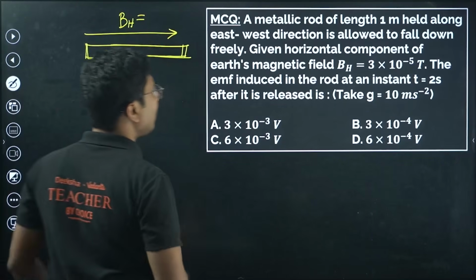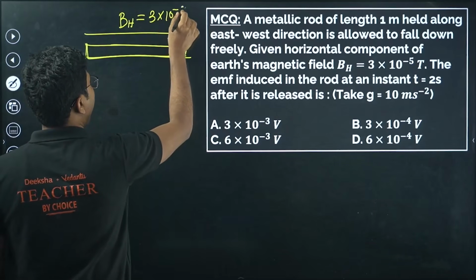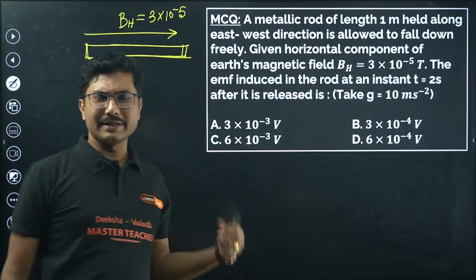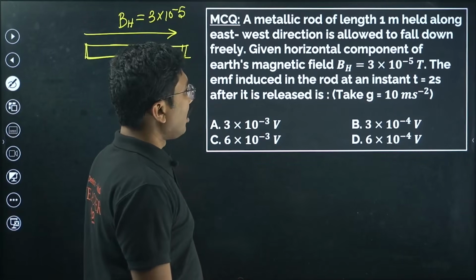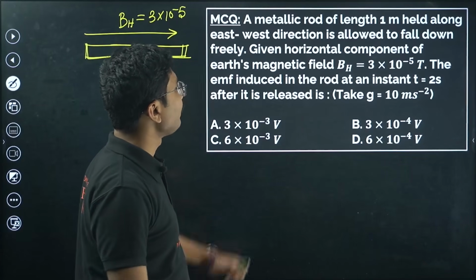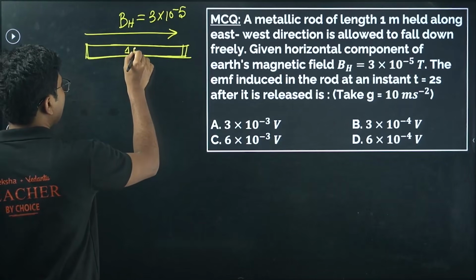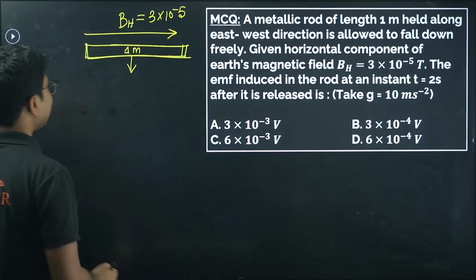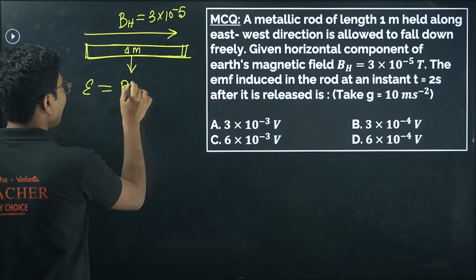It is given by 3 into 10 to the power of minus 5. They might not give you horizontal magnetic field, they might give you the inside magnetic field, but that is the same. Now the EMF induced in the rod after an instant of 2 seconds. If you see, nothing is mentioned except the length of the rod is 1 meter. So when you allow it to fall, after 2 seconds it gains a velocity. So induced EMF will obviously be BVL.